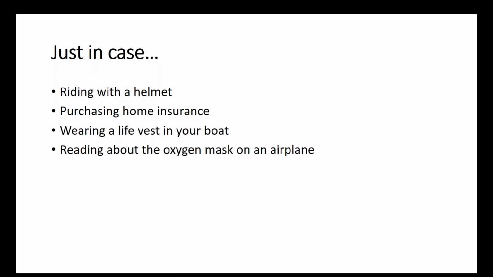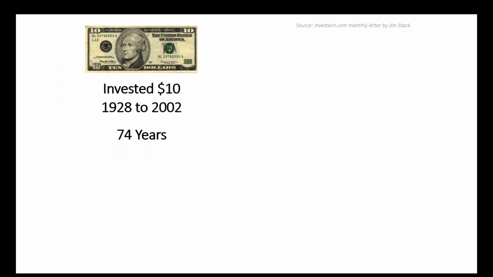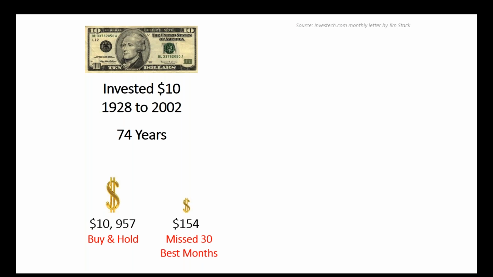Just in case. So if you'd invested $10 from 1928 to 2002, that's 74 years, in a buy and hold, look at that, $10 would have grown to almost $11,000. That's crazy. Now, if you'd missed just the 30 best months, you'd only have grown to $154.